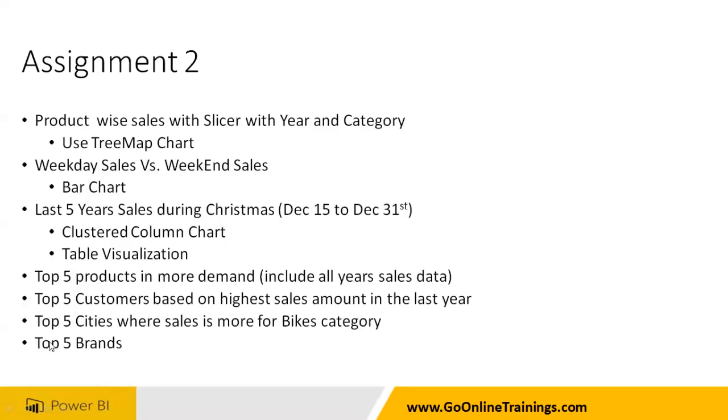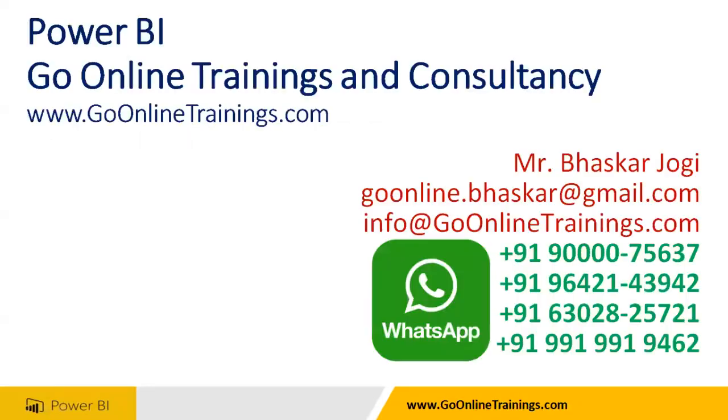If you have any brands, and brands means categories, so top 5 categories or top 2 categories. So this is the assignment number 2. People who know Power View should be able to create this, right? So this is one, you have to do it.